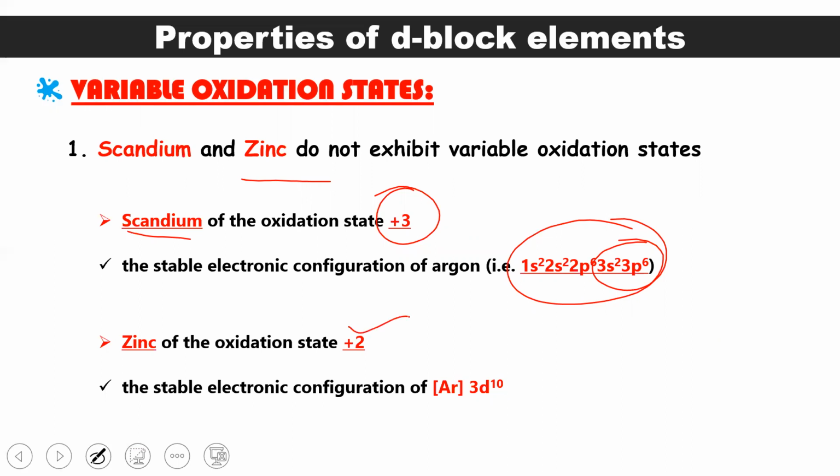As well as here, zinc will show only the +2 oxidation state. In the +2 oxidation state, zinc will have a stable electron configuration. There is an argon core and 3d series, with completely filled d orbitals present. Here also the 3s2 3p6 completely filled orbitals are there in the +3 state of scandium and also the +2 state of zinc.